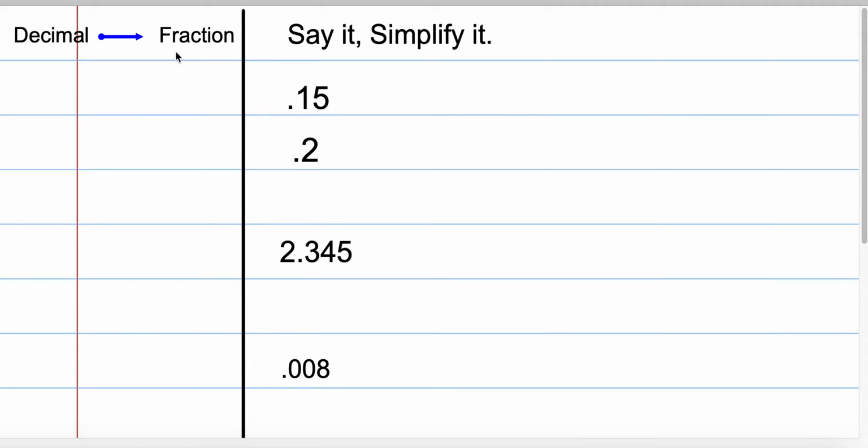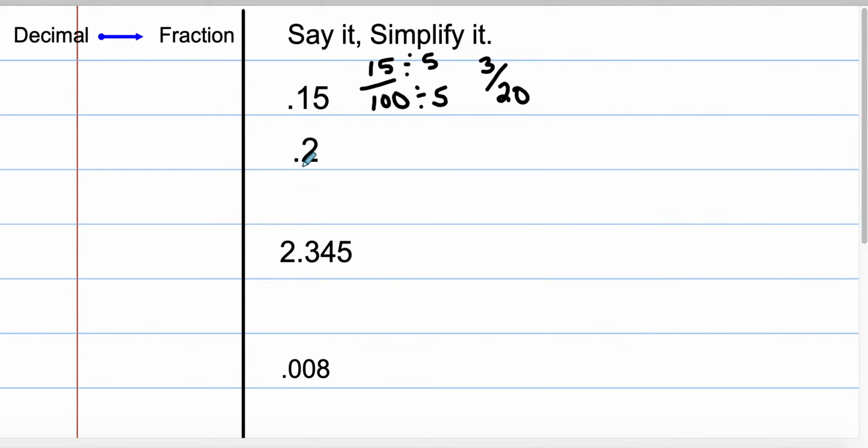When you go from a decimal to a fraction, you say it and simplify it. What I mean by saying it is, what's its place value? What's the correct way to say 0.15? The correct way to say it is 15 hundredths. So there you go. You wrote it as a fraction. Now we just need to simplify. So if we simplify both by 5, we would get 3/20. So 0.15, or said correctly 15 hundredths, is actually the fraction 3/20.